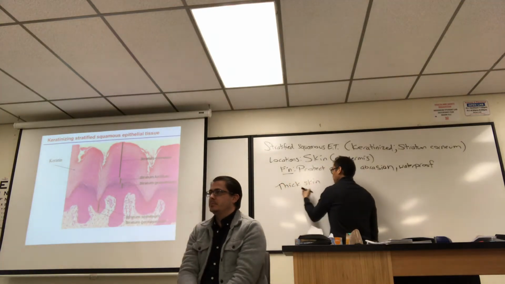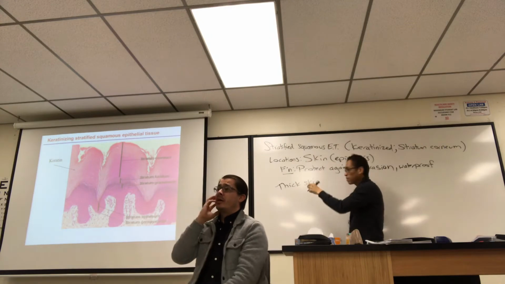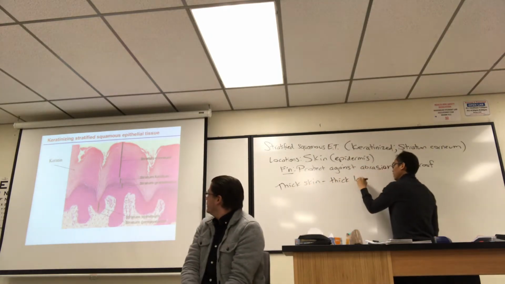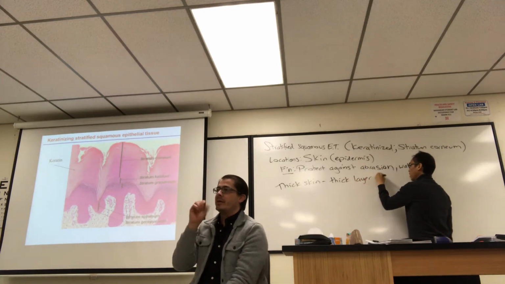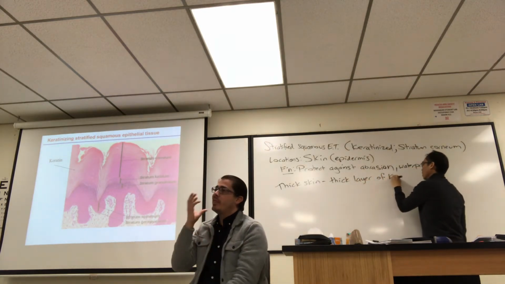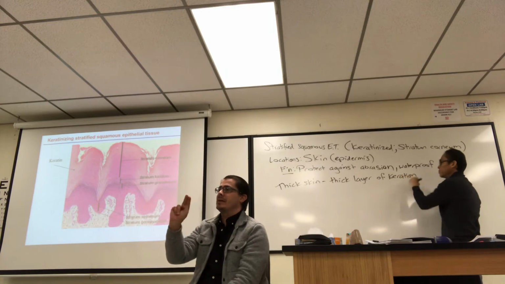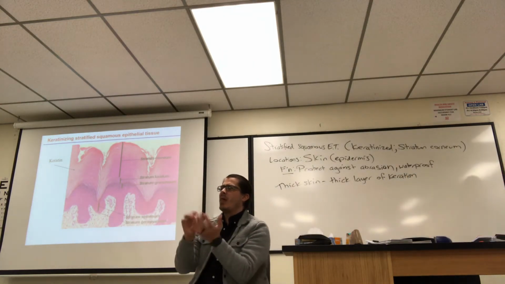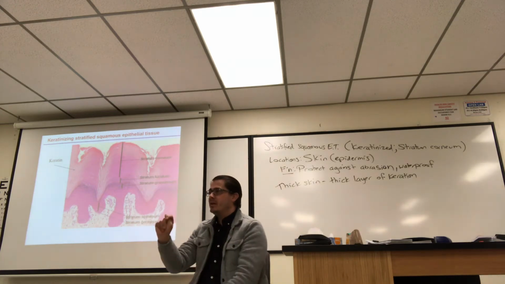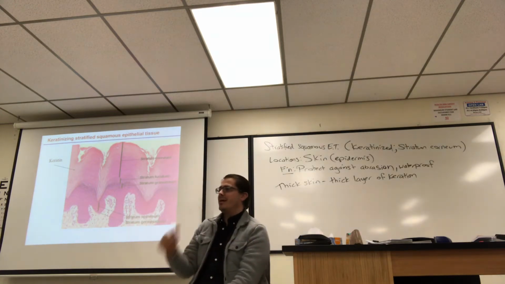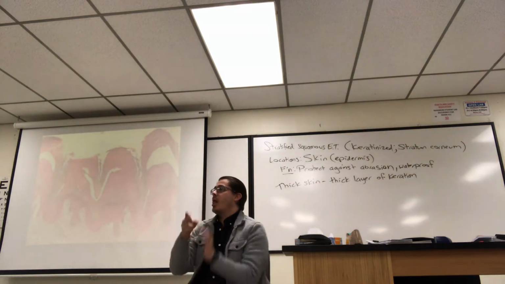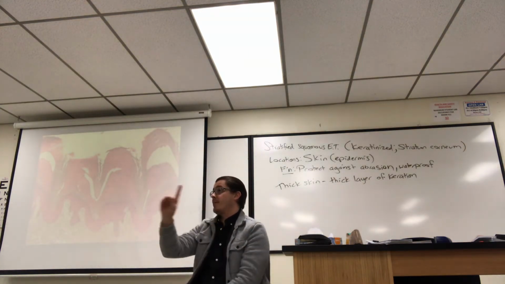So I'm going to write thick skin, because that is considered thick. Thick skin, thick layer of keratin. You have thick skin, especially on the palms and soles of the feet. Thin skin, like the back of your leg, is a good example. Anyways, here's an unlabeled picture of our keratinizing stratified squamous epithelial tissue.